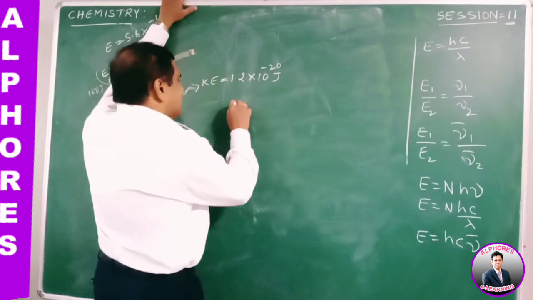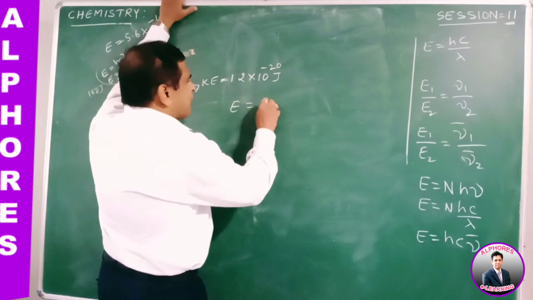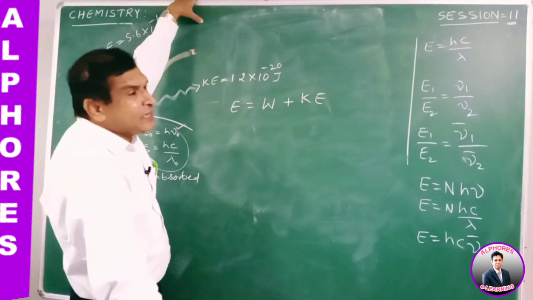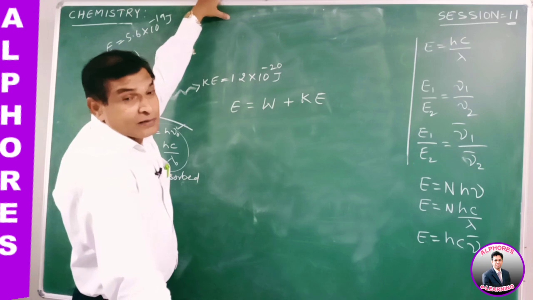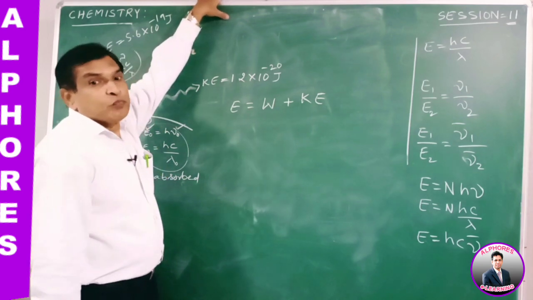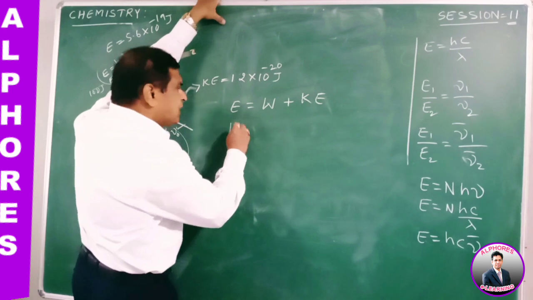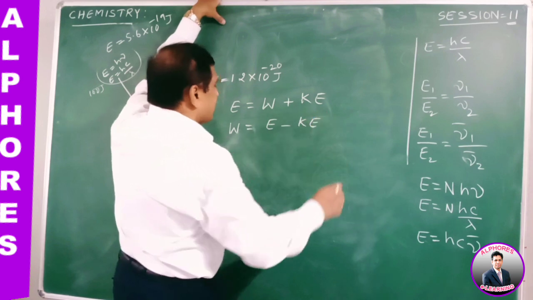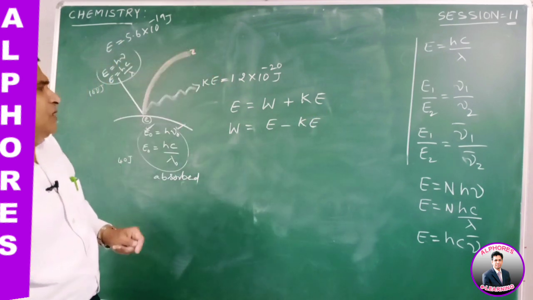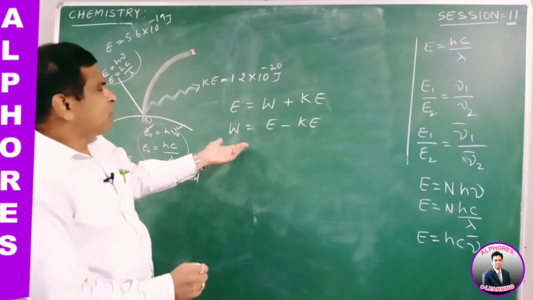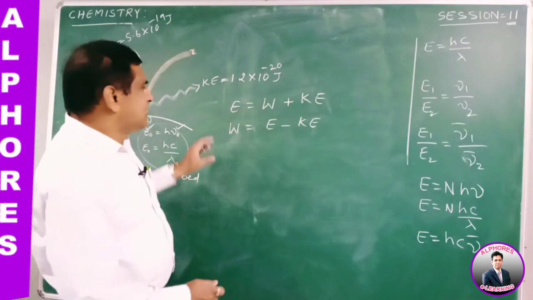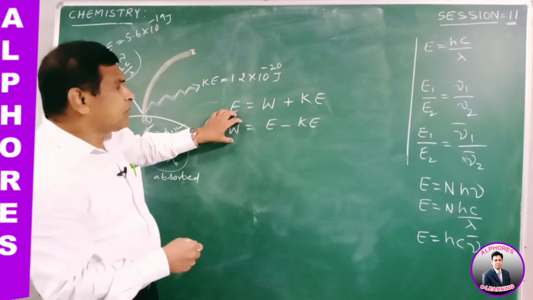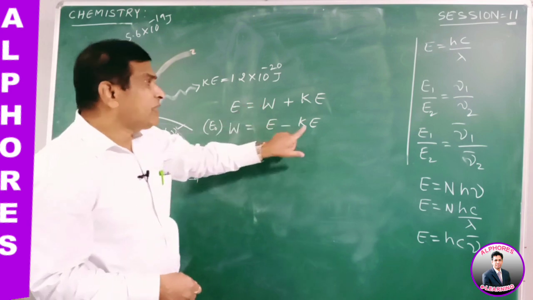Now it becomes easy, simple calculations. As we know, total energy is equal to work function plus kinetic energy. Now we are calculating the work function. Work function W, or E naught, is equal to E minus kinetic energy, that is total energy minus kinetic energy. Where W is the work function. Remember, don't get confused with this: E naught is nothing but the work function.